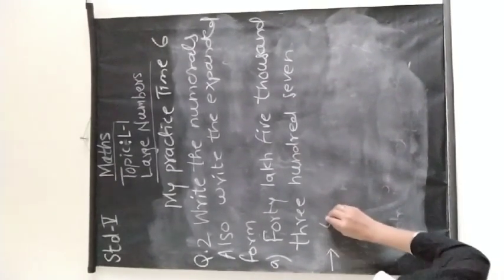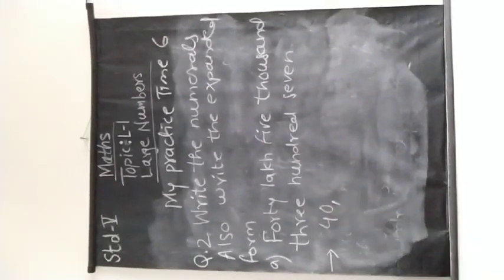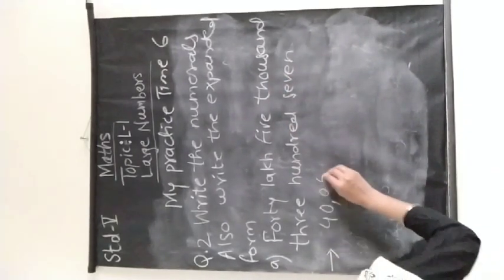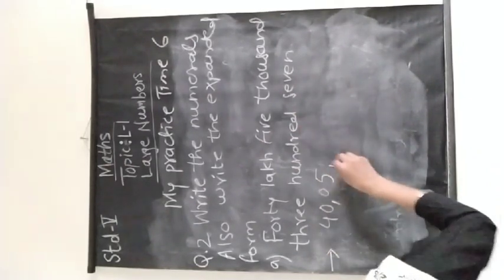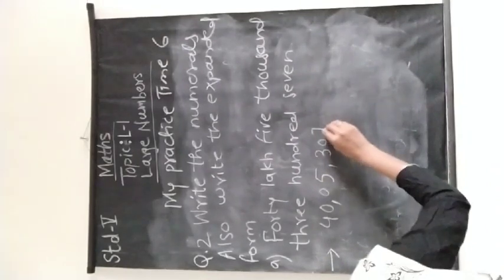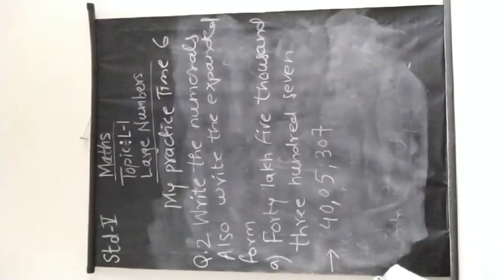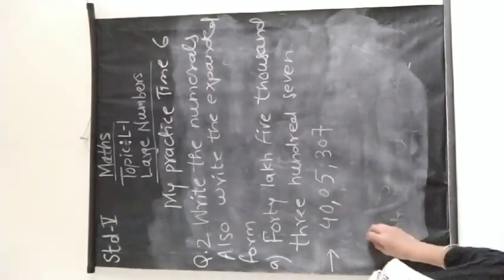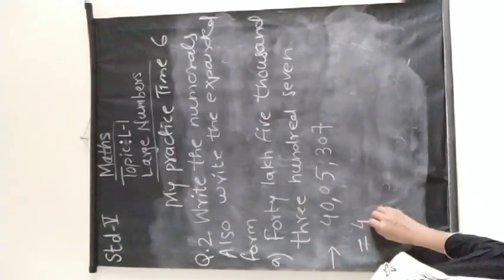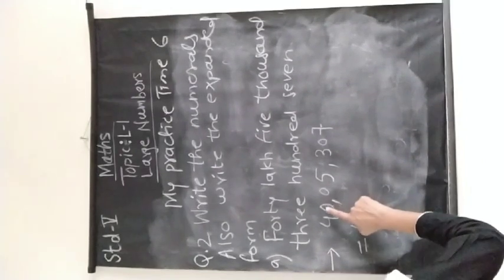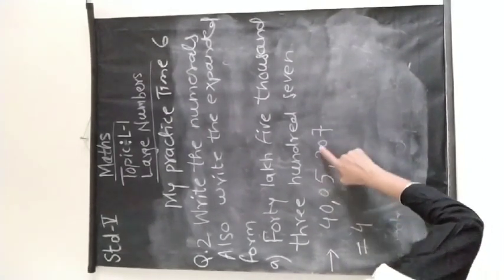Okay, now here the solution. It is 40 lakh 5,000. So here will be 5,000 then 307. Okay students, understand this? Now how to write in expanded form? This can be written as 40,00,000. After 4, how many zeros will be there? 1, 2, 3, 4, 5, 6.